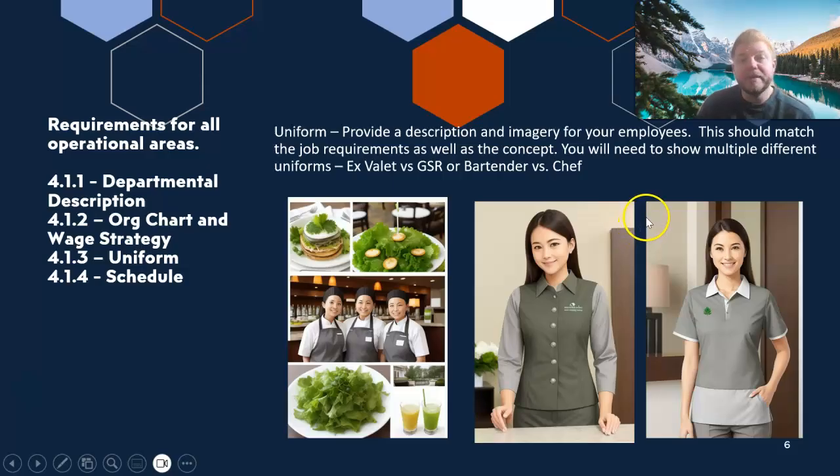Next part is uniform. For uniform, you give a description and imagery for all of your employees, but this should also match the job requirements as well as your concept. You already have come up with different color schemes that you think you'd be using. You will also need to show multiple different uniforms. As an example, in my front desk, I might have a front desk agent, a manager, a valet person, maybe a bell person. They might be similar looking. Maybe my valet and bell person wear the same uniform, but the guest services representative, front desk agent looks different, as does the management.